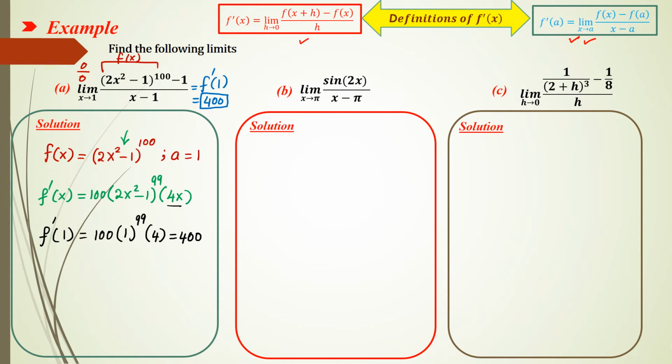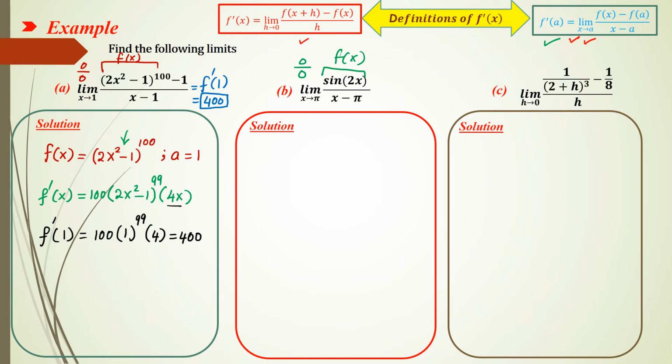Now for the second one, we have the limit of sine 2x divided by x minus pi when x goes to pi. If you use direct substitution, you will get 0 over 0 because sine 2 pi equals 0, divided by pi minus pi equals 0. So this limit is a derivative of a function at x equals a number. So what is the function? This is our function f of x, and you have to use the second definition of the first derivative.